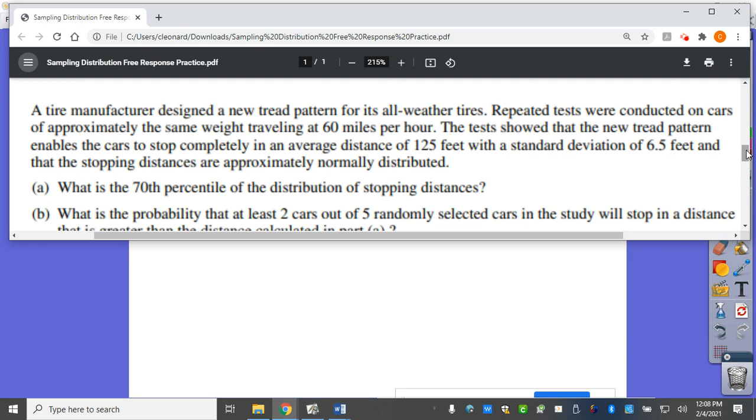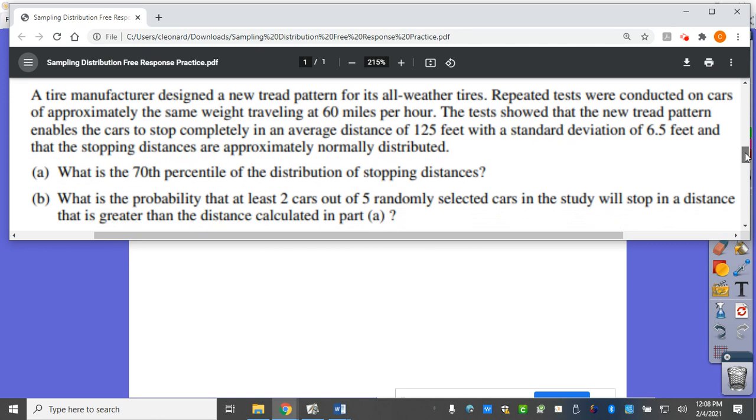Stopping distance. So what are we calculating the stopping distance for? On what? The tires aren't stopping. What's stopping? The cars. So all the cars of the same weight at 60 miles per hour would actually be your population. That's so you now connecting chapters because we can actually do that now that we have enough material.